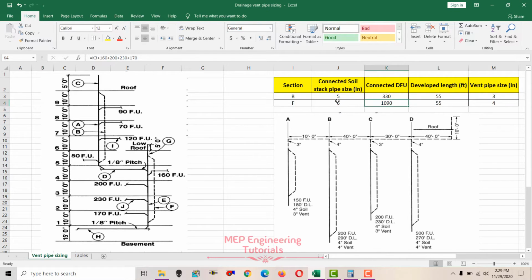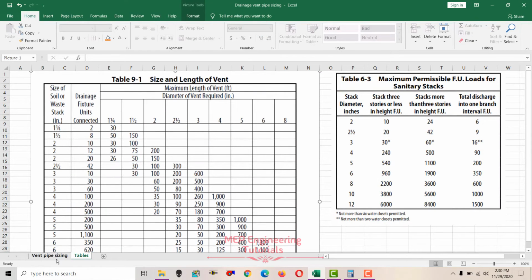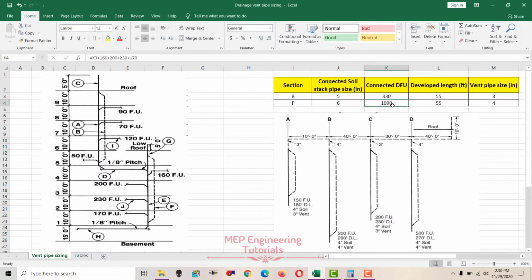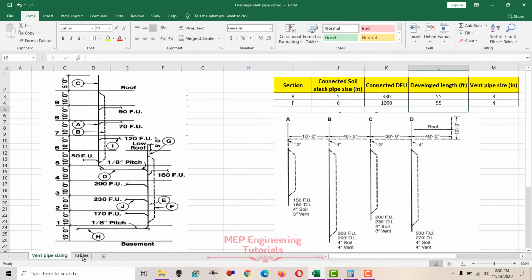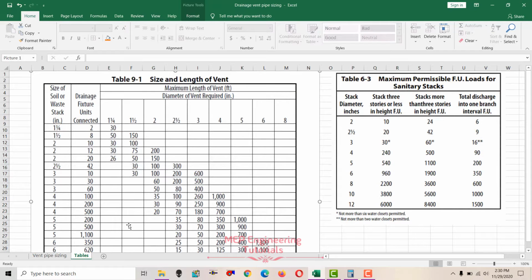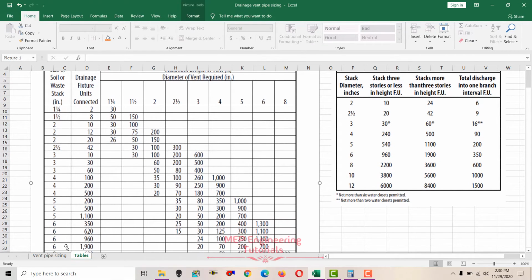And again you have to check the connected soil stack pipe size. You can get that if you see the drainage pipe sizing video. So we use table 9-1 again. For 1090 drainage fixture units, the soil stack pipe size is 6 inches and 55 is the developed length. So 6 inches with 1090 drainage fixture units.